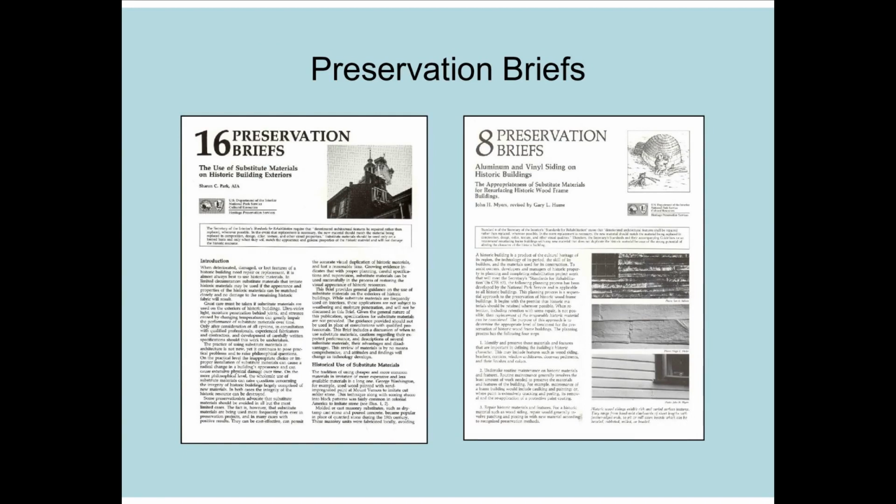Determination of the appropriateness of proposed materials and treatments is made in accordance with the standards as well as National Park Service guidance. Technical Preservation Services publications specifically related to the use of substitute materials include Preservation Brief 16, The Use of Substitute Materials on Historic Building Exteriors, Preservation Brief 8, Aluminum and Vinyl Siding on Historic Buildings, and Preservation Brief 42, The Maintenance, Repair, and Replacement of Historic Cast Stone.